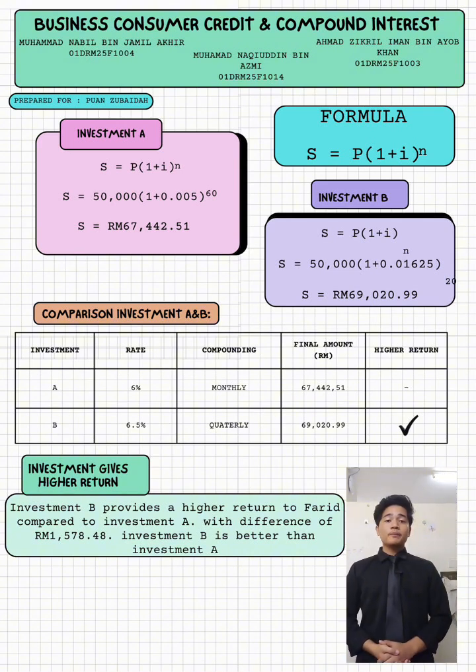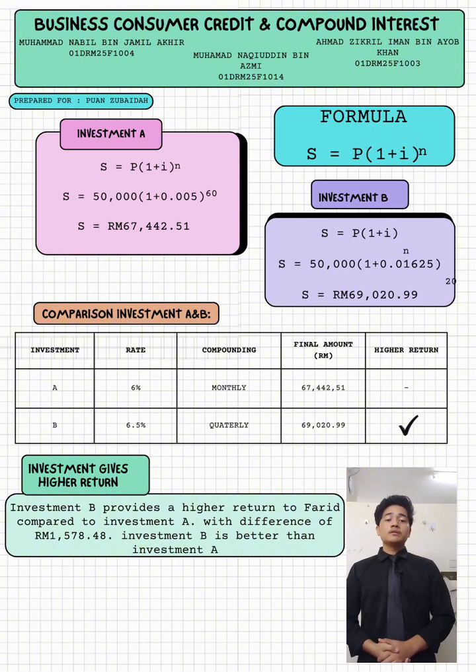So, after comparing both investments, here is my recommendation to Farid. Investment B gives a higher return of about 69,020 ringgit and 99 cents compared to investment A, which gives about 67,442 ringgit and 51 cents. The difference is about 1,578 ringgit and 48 cents more for investment B.